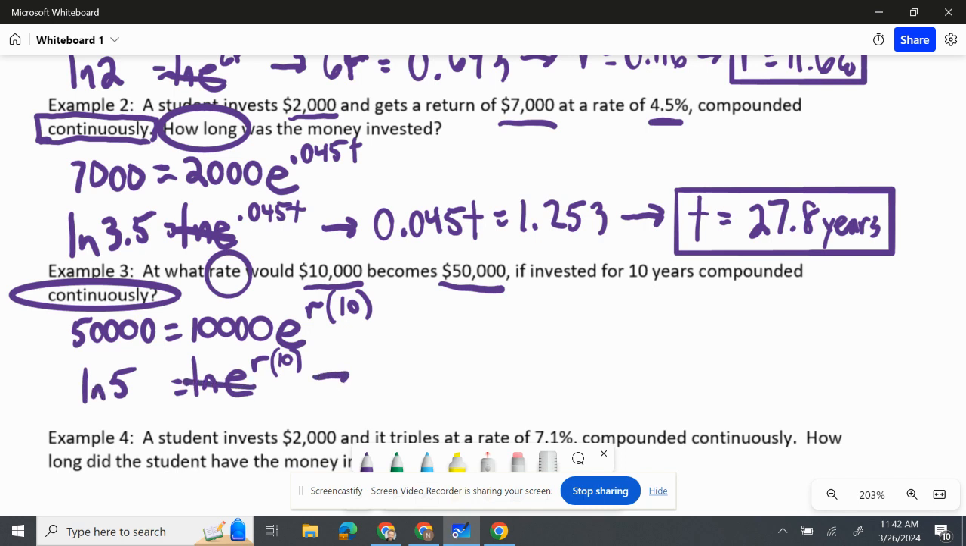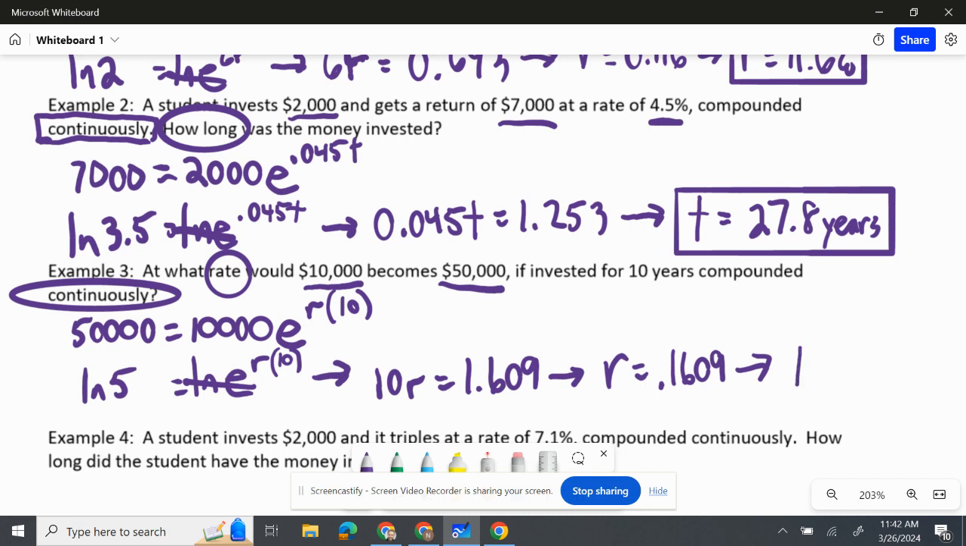Natural log and e cancel, they become 1. Natural log of 5 is 1.609. I'm going to put 10r is equal to 1.609. Then I'm going to divide it by 10, and I get r is equal to 0.1609. And so that right there is going to be 16.1% or 16.09%.